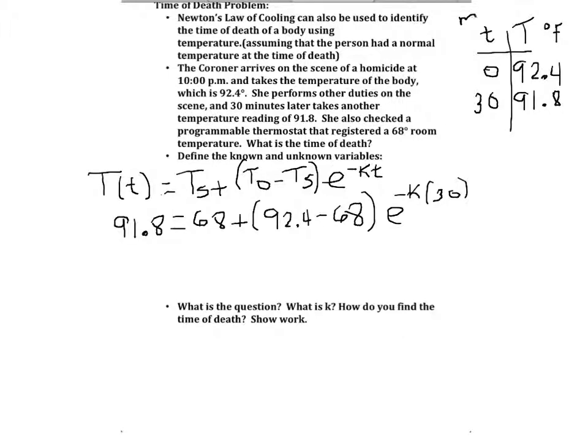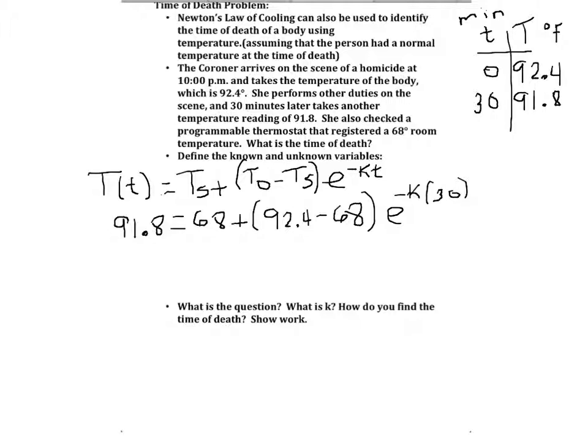And this is in minutes, because 30 minutes later, time is in minutes. 30 minutes later, she takes another reading after she does the work that she needs to do when she gets there, and it is 91.8 degrees Fahrenheit. So I used those 2 temperature readings and substituted in for T of T is the temperature at time 30, and then the initial temperature when she got there at 10 p.m.